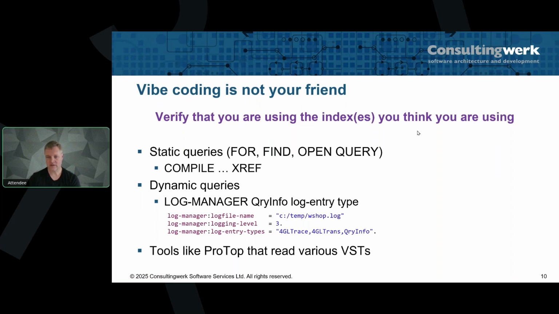There's a query info log entry type, and that will give us that information in the log file. On PAS, it would be in the agent log file, but also on any client. When you set up a client log or a log manager log file name, we will see that information in there. And then there are other tools that read VSTs, like ProTop is one, that read VSTs and tell you what indexes are in use, or index usage statistics, which can also be useful.